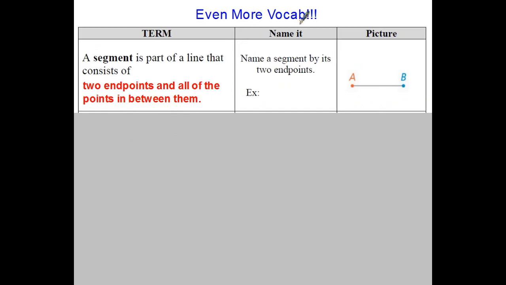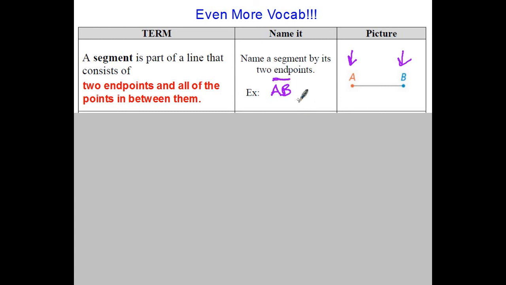Okay, so now let's go on to even more vocabulary here. A segment. A segment is part of a line that consists of 2 endpoints and all the points in between them. Just to make it simple, think of a segment as something that starts at a point and ends at a point. So it doesn't go on forever. It actually starts and stops. To name a segment, you use its 2 endpoints. So you would use the capitals A and B, and then draw a line like this with no arrows at all.